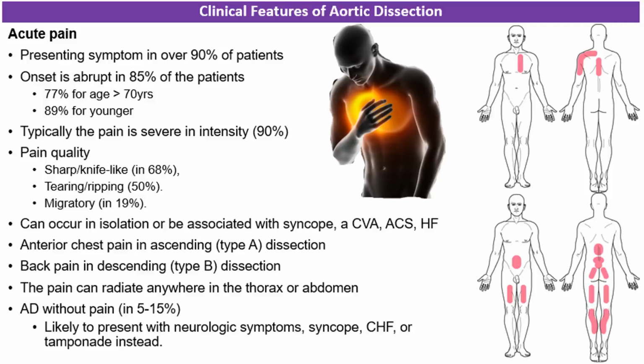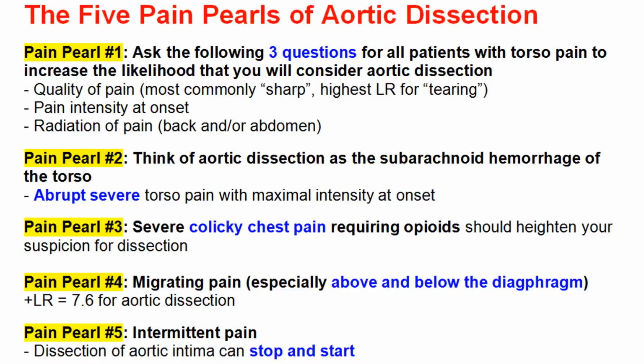While the pain is typically described as anterior chest in location in type A dissection, for type B dissection, the pain is more often experienced in the back. The classic ripping or tearing character of pain is described only in 50% of patients. The pain is more often described as sharp, in 68%, and less often as migratory, in 19%. Older adult patients, who are above 70 years, are less likely to have an abrupt onset of pain compared with younger patients.